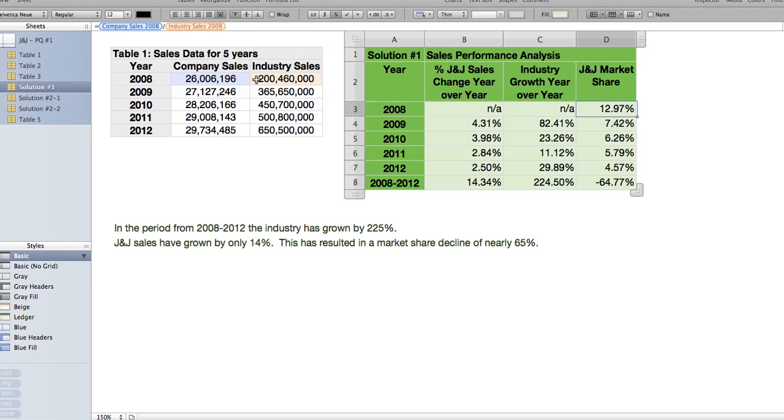So they started with a 12.97% market share in 2008, and this steadily declined as the industry grew, and they did not, until in 2012 their market share was only 4.57%, an overall decrease of 64.77%.